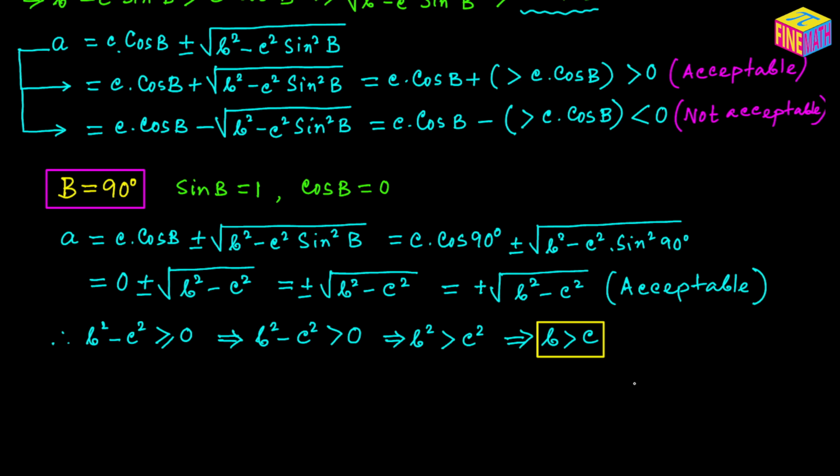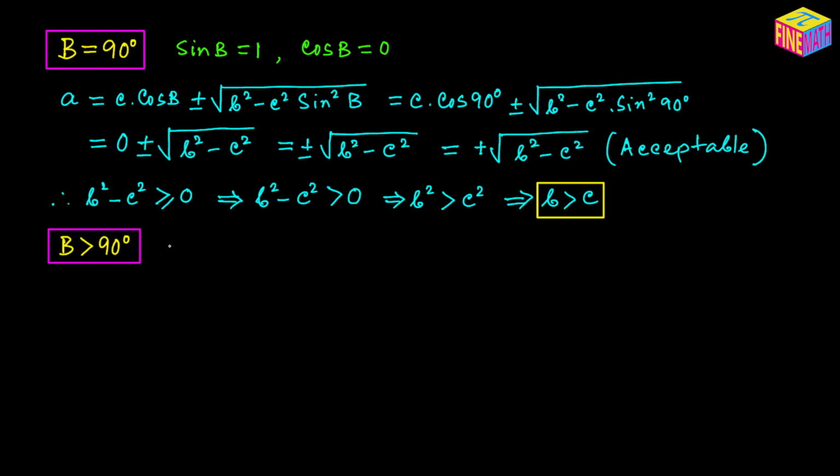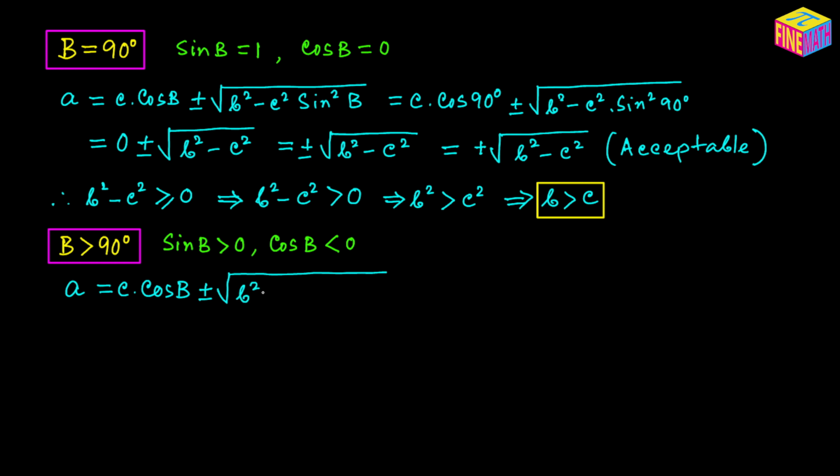Now let's take the situation which is our final situation, where b is an obtuse angle. Now when b is an obtuse angle, sine of b will be positive, but cosine of b will be negative. Cosine of an obtuse angle is always negative. Sine of an obtuse angle is always positive. Now what is the value of a? Well, a is equal to c times cosine of b plus or minus the square root quantity, which is the square root of b squared minus c squared times sine squared of b.